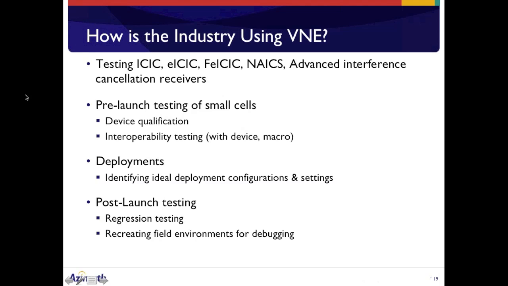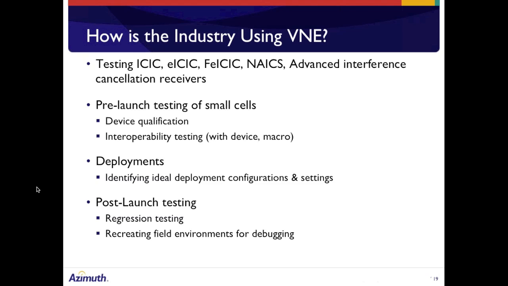Second thing is deployment. You see a lot of announcements where operators decide they're going to roll out 100,000 small cells, 300,000 small cells. How do you know what is the ideal configuration for you to use? How do I know should I mix vendor A, vendor B, or vendor A, vendor C? So doing more and more of this work up front in the lab before you deploy it in the field will lead to significant savings. So that is the second use case.